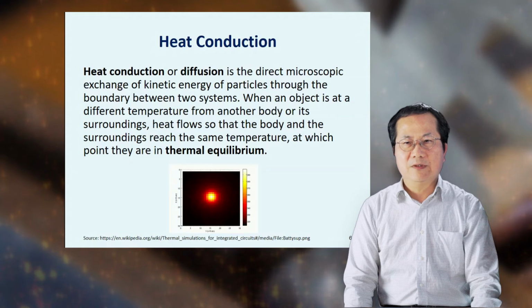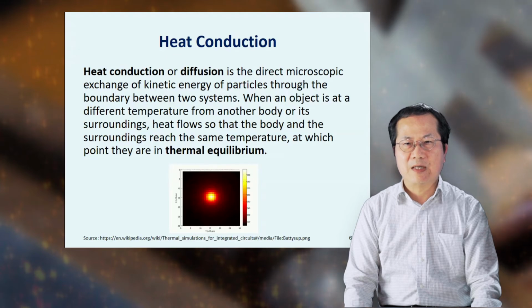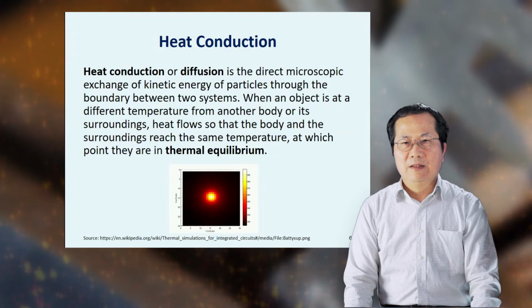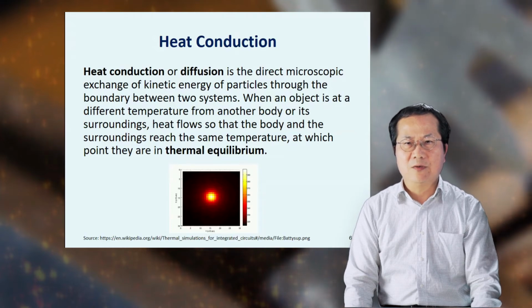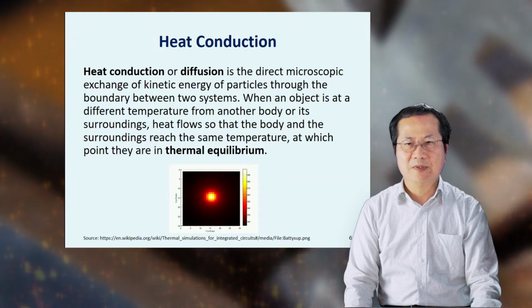Heat conduction, also called diffusion, is the direct microscopic exchange of kinetic energy of particles through the boundary between two systems. When an object is at a different temperature from another or from its surroundings, heat flows so that the body and the surroundings reach the same temperature, at which point they are in thermal equilibrium. Such a spontaneous heat transfer always occurs from a region of high temperature to another region of low temperature, as described by the second law of thermodynamics.